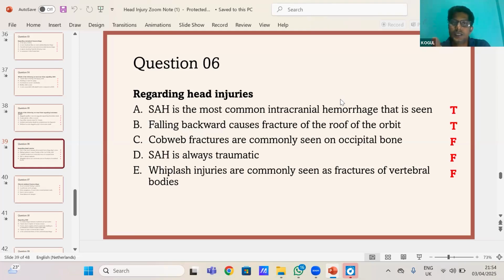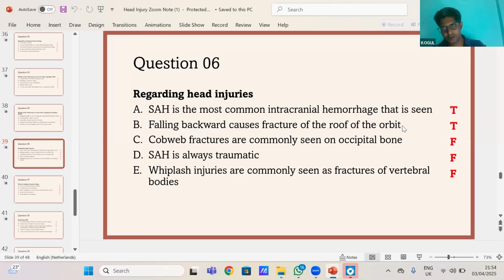Contrecoup injuries in falling backward can damage the orbital roof because of the severe negative force, and the brain can impact that area. That is a very thin part of the bone in the anterior cranial fossa. So a contrecoup injury can cause these types of fractures. That is true. Next, coccygeal fracture, commonly seen in the occipital bone.